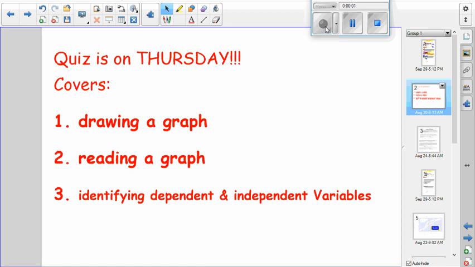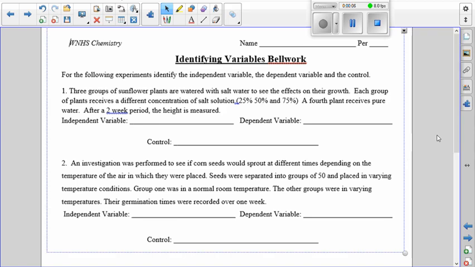We talked about the dependent, independent variables and control groups. Right now, you should try out this bell work, okay? So if you're watching this video, the bell work's below the video. If you're here in class, I just handed it to you. I want you to knock out this bell work for me. This will be great practice.